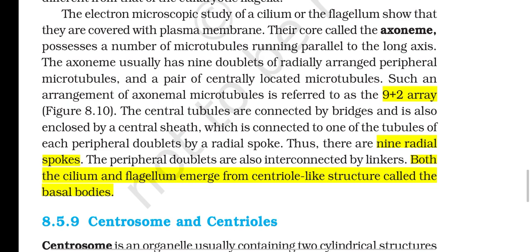The central tubules are connected by bridges and are also enclosed by a central sheath, which is connected to one of the tubules of each peripheral doublet by a radial spoke. Thus there are 9 radial spokes. The peripheral doublets are also interconnected by linkers. Both the cilium and flagellum emerge from centriole-like structures called the basal bodies.